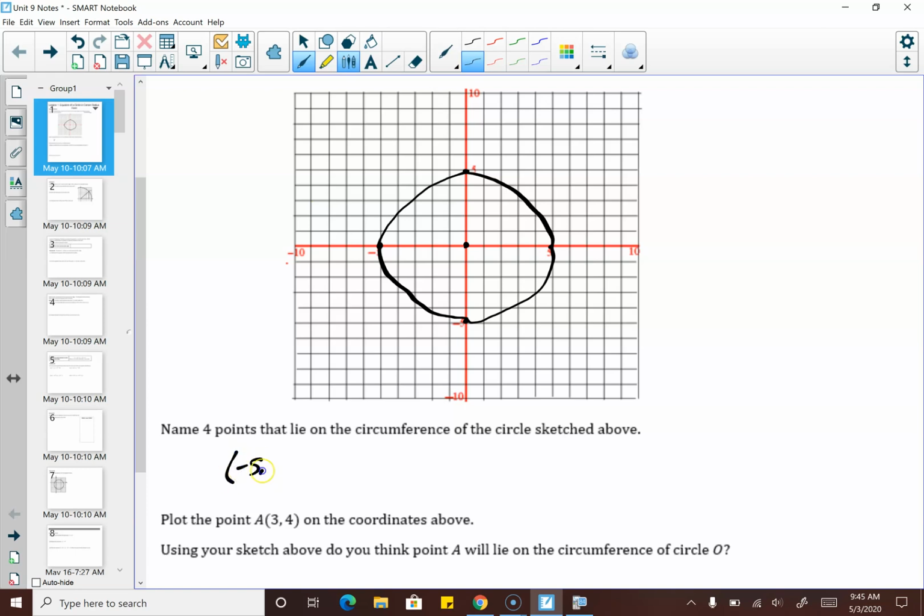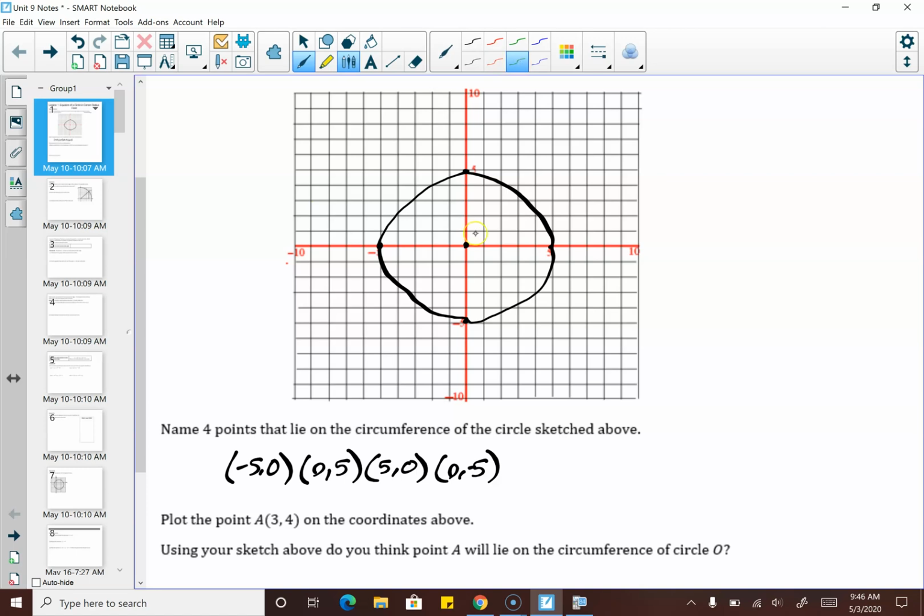So the first one we went to, when we went 5 left, we had negative 5, 0. When we went up 5, we had 0, 5. When we went right 5, we had 5, 0. And when we went down 5, we had 0, negative 5. Okay, so those 4 points are definitely on the circle.